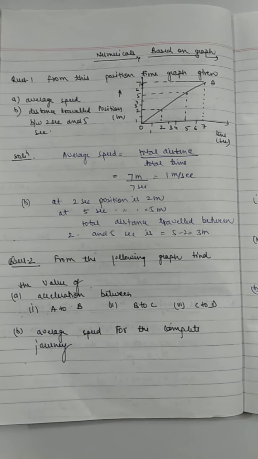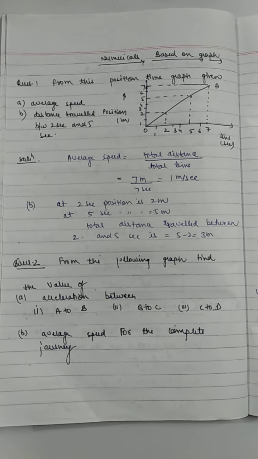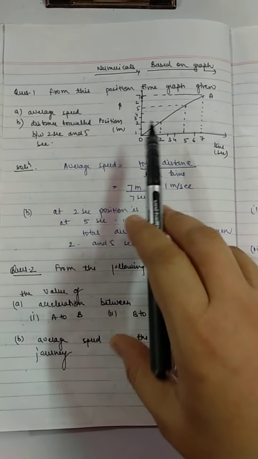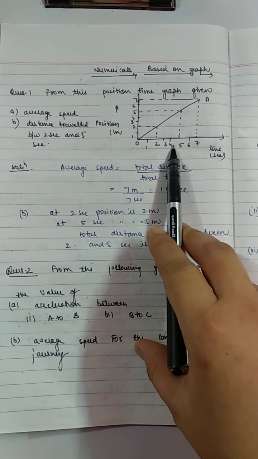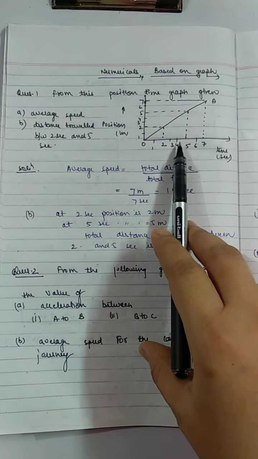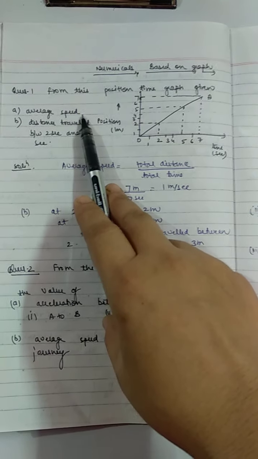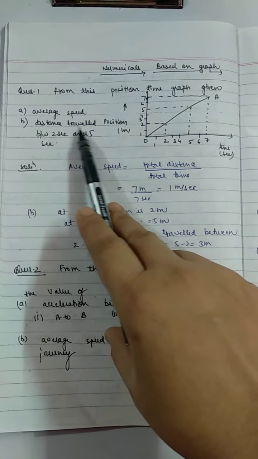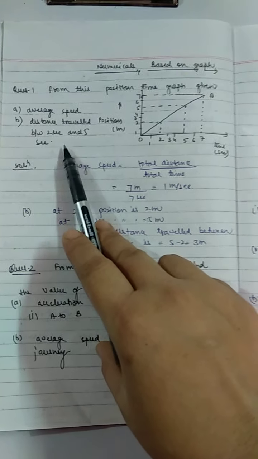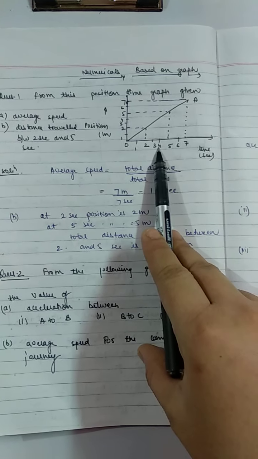Now, some numericals on the basis of these graphs. Our first numerical is, this is the position time graph which is given to us, and with the help of this graph we need to calculate what is the average speed and the distance travelled between 2 seconds and 5 seconds. Look at the graph carefully.